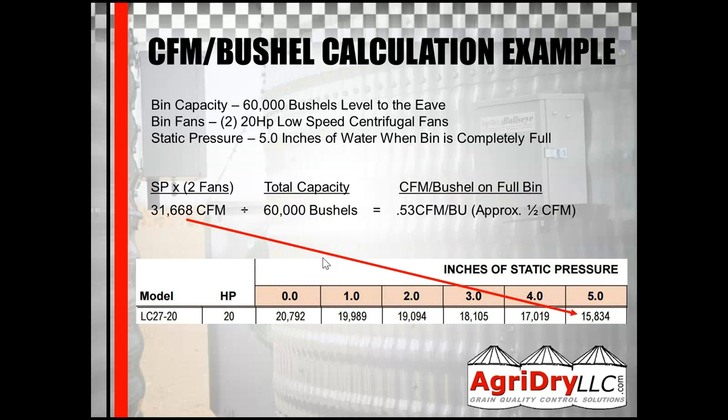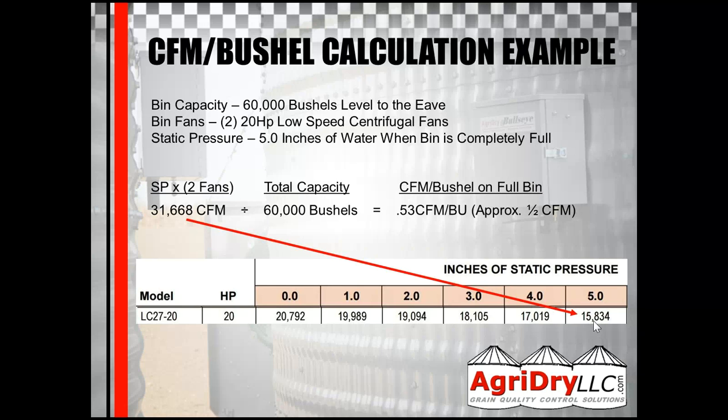So here's the calculation that I'm talking about. Let's say the bin capacity, level to the eave, was 60,000 bushels. And on that bin, he had two 20 horsepower low-speed centrifugal fans. Once that bin was completely full, we were reading 5 inches of water, or basically 5 inches of static pressure. So for that calculation that I was talking about, I captured this off that fan chart that we just went over. The 20 horsepower low-speed centrifugal at 5 inches of static pressure, one 20 horsepower fan, is almost 16,000 CFMs, a little bit under that.